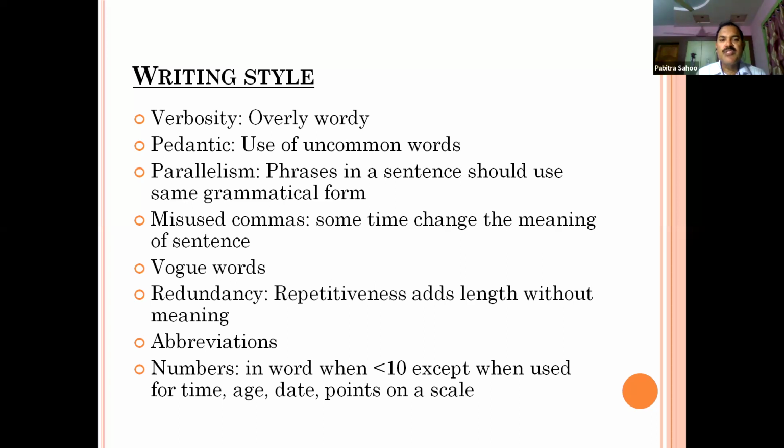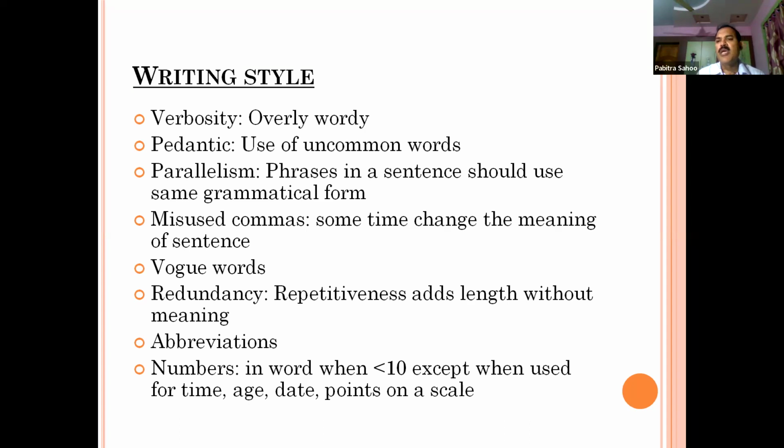In a sentence, you should use the same grammatical form. Not one part in the past, one in the future, another in the present. Also be careful with commas. If you have a lengthy sentence, you may have used two or three commas in one sentence. Sometimes a comma can change the whole theme of the sentence. So when you use a comma, use it judiciously to keep your sentence to a limited number of words. Lengthy sentences should be avoided. What should not be used is repetitiveness or lengthy sentences without any meaning.